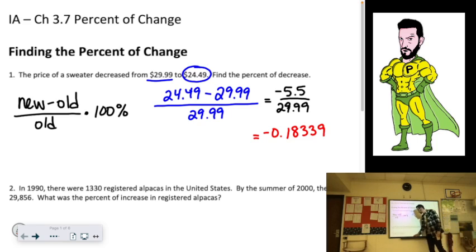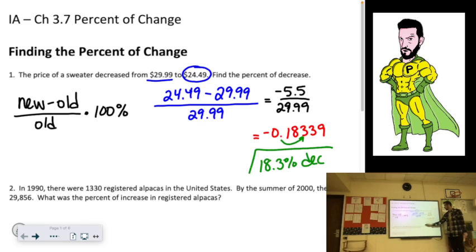So the negative just indicates that it is a percent decrease, which it kind of told us that. It said the price decreased, but it doesn't always tell you that. So moving the decimal twice, it becomes 18.3%. Or if it said to round to the nearest whole, you could say 18%. But we'll say 18.3% decrease. It is the same procedure each time. New minus old over old, move the decimal 2 places.